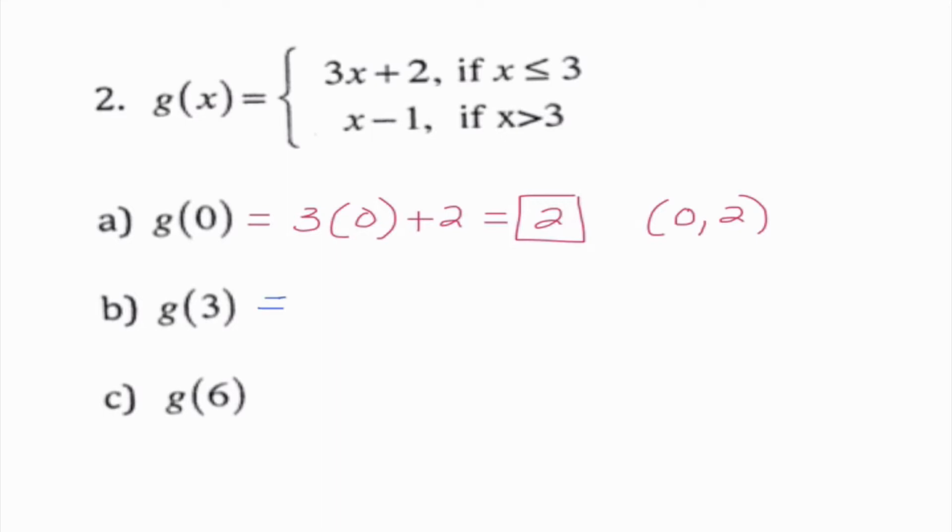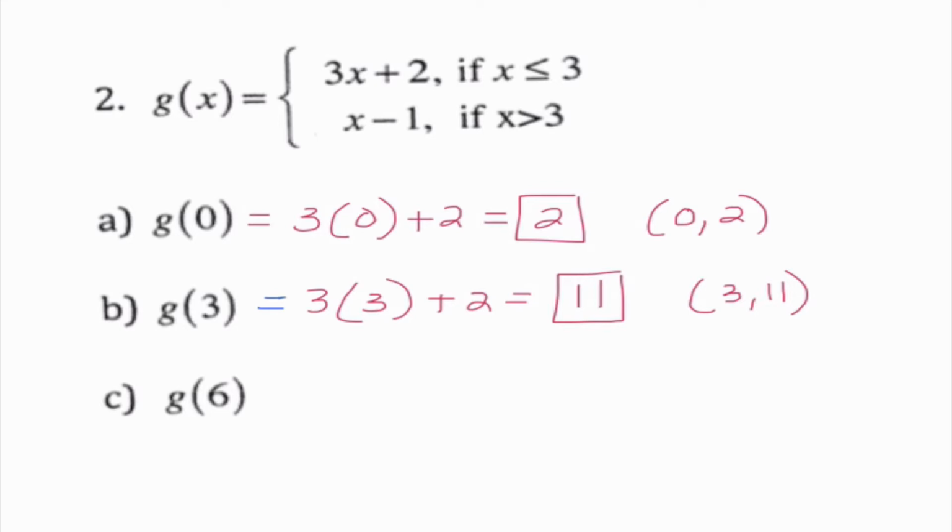Our second one, g of 3. If I'm looking at the domains, I know 3 is less than or equal to 3, so I'm using that top equation again. So I'm going to do 3 times 3 plus 2, which is 11. So I get 3, 11 as my ordered pair.